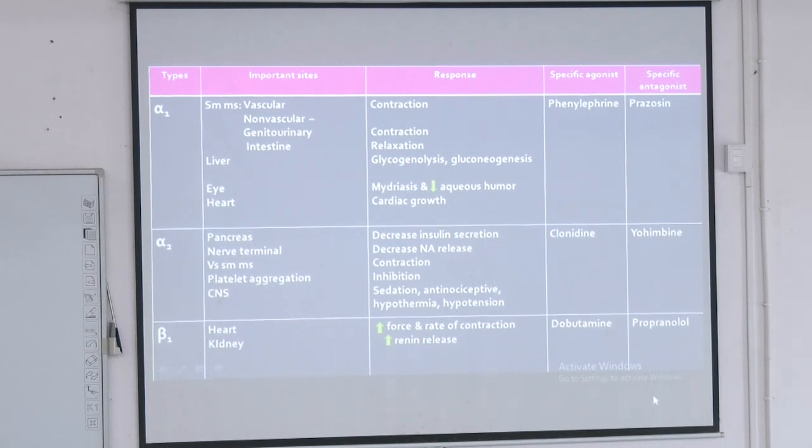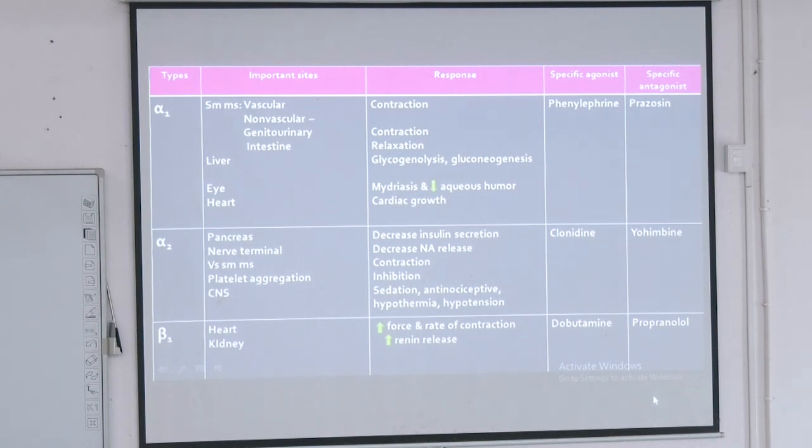So, under the influence of sympathomimetic drug, what will happen? Difficult to micturate, that is the hesitancy. There might be urinary retention. Another is the vas deferens, there is contraction and ejaculation.